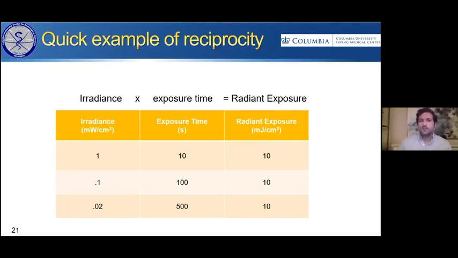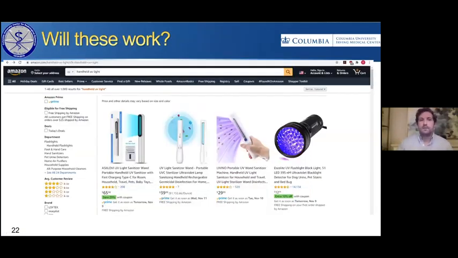So a quick example of reciprocity. Here are 3 different irradiance values, 1, 0.1, and 0.02, and 3 different exposure times, 10 seconds, 100 seconds, and 500 seconds. But they all give the same radiant exposure, the same dose. So we would expect all 3 of these exposure conditions to produce the same effect on a microbe. So to apply that to some real world situations, we've all seen handheld UV lights and we're curious, will these work?